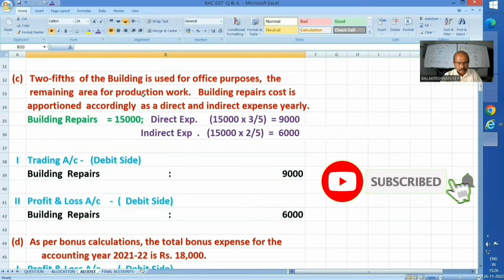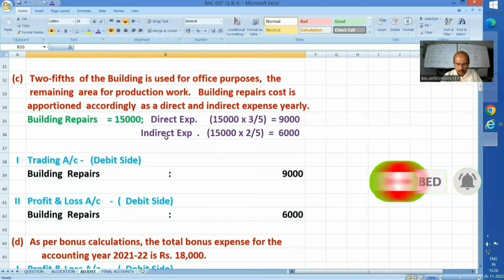2/5 for office purposes. That is indirect expense to be shown in the profit and loss account. That comes to 6,000. And direct expense, naturally 3/5, 9,000. So we will be showing in the trading account, debit side, building repairs 9,000, and in the profit and loss account also in the debit side, the balance amount of 6,000. Okay, so that's a proper apportionment.